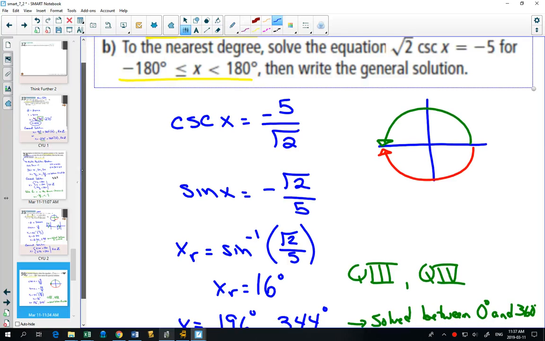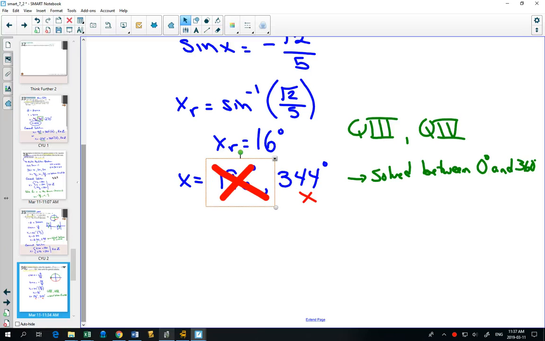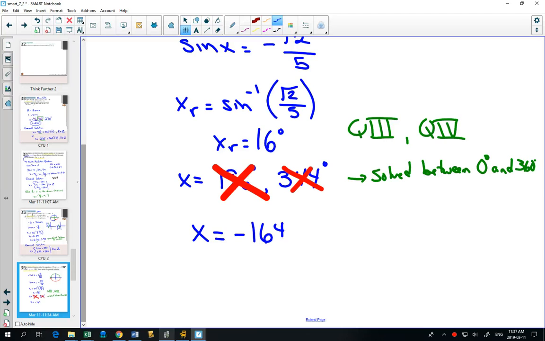How did we do? Oh. Both of those are in quadrant 3 and quadrant 4. Maybe I should make those x's. There we go. And so my actual answers for x, what's going to be coterminal with 196 degrees? Negative 164 degrees. What's going to be coterminal with 344 degrees? Negative 16 degrees.